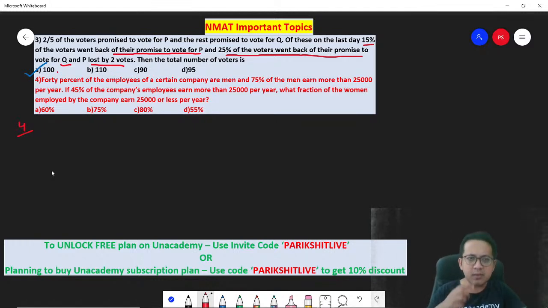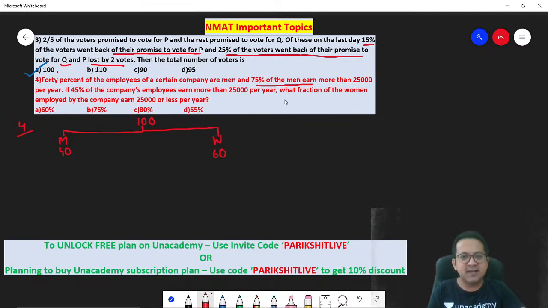Okay. Again, they talk about percentages here. So I think we can always assume some numbers. And in case of percentages, the easiest number to assume is 100. So 40% of the employees of a certain company are men. So how many are men? 40% of 100 is 40. If 40% of the company are men, the remaining 60% got to be women.